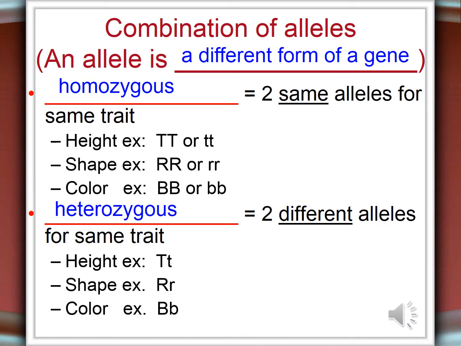Color. The big B and big B would mean that that plant received the dominant from the one parent plant and the dominant from the other parent plant for color. And the two little b's would be that one of the parents gave them the recessive little b and the other parent gave them the recessive little b, and so the fertilized egg is homozygous recessive.